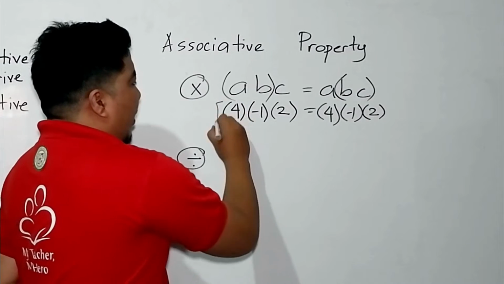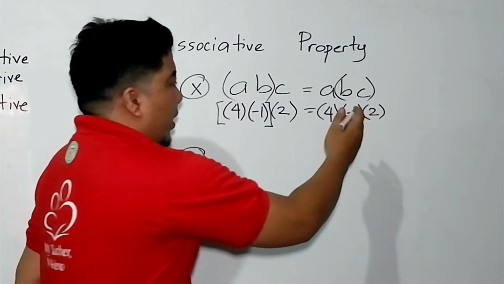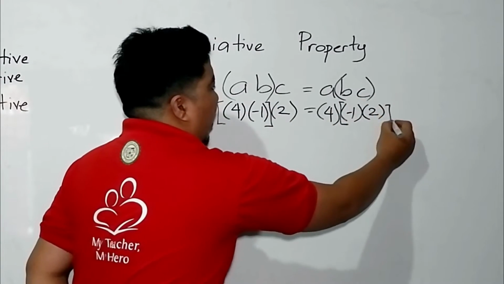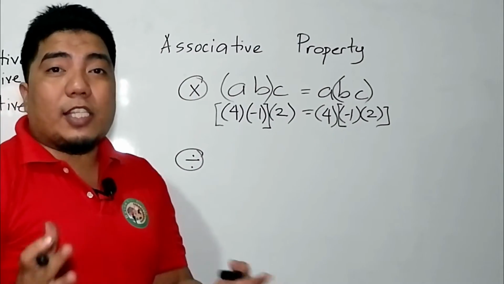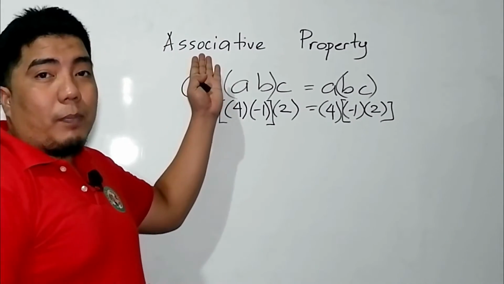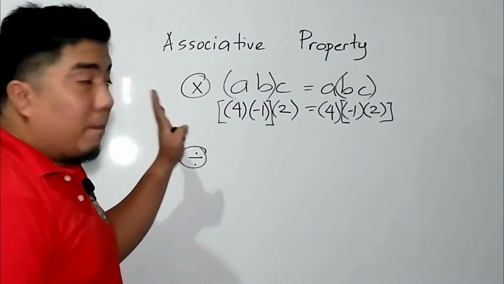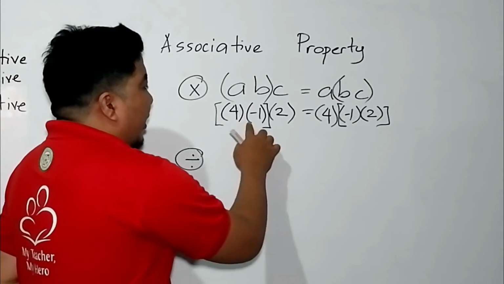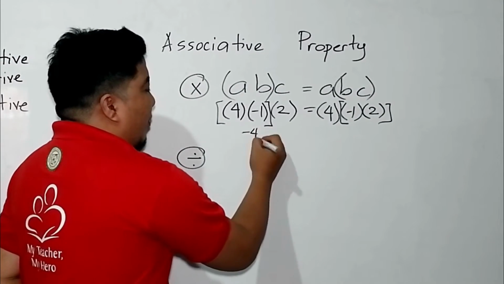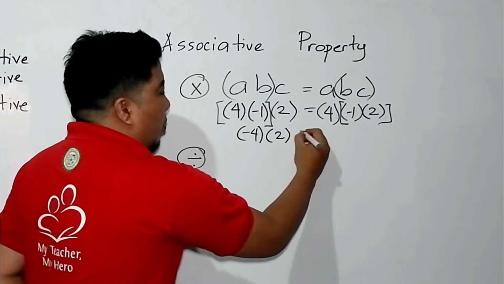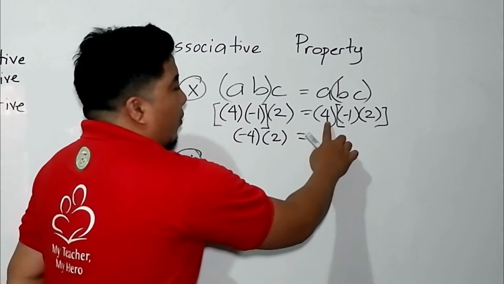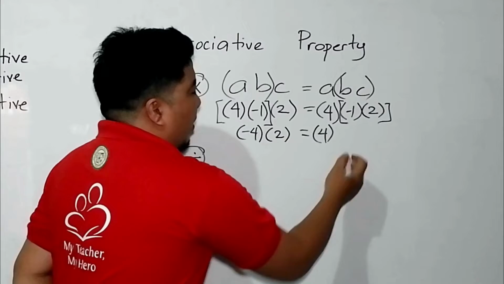We will start multiplying first here, the first 2, while on the right side, we will multiply the last 2. Let's check whether the associative property can be applied in multiplication. 4 times negative 1, that is negative 4, multiplied by 2. Okay, the 4, we bring down here.